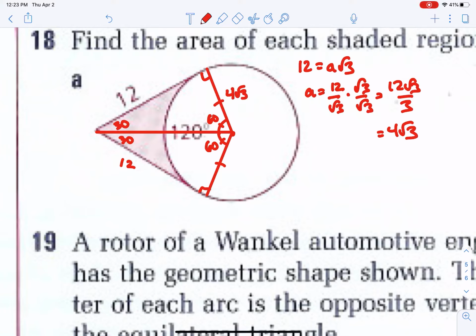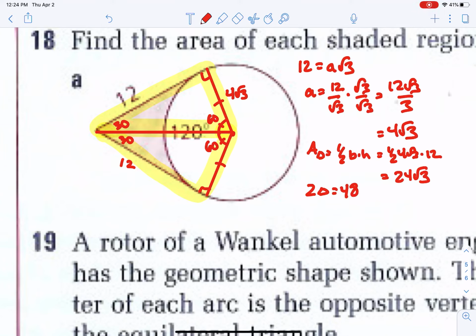Believe it or not, we now have all the information we need to solve this problem. First thing I'm going to do is find the area of this triangle and then multiply it by 2. The area of the triangle is 1/2 base times height, which is 1/2 times 4 root 3 times 12, which is 24 root 3. Now there are two triangles, these two. So 2 times that is 48 root 3.